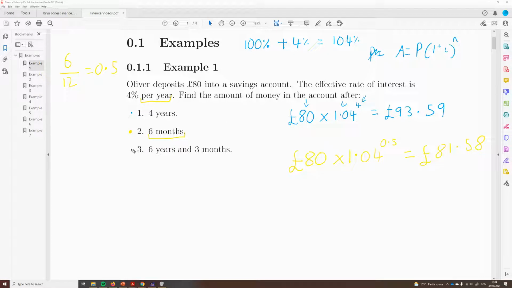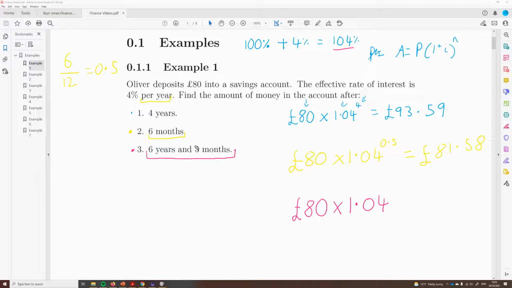Let's have a look at this question. 6 years and 3 months. So my initial amount has not changed. My initial amount is still £80. My multiplier has not changed. This interest rate hasn't changed. It's still 1.04. It's still an increase, as we saw up here. It's still an increase of 4%. But now it's 6 years and 3 months. So what we need to do is just rewrite this in years.